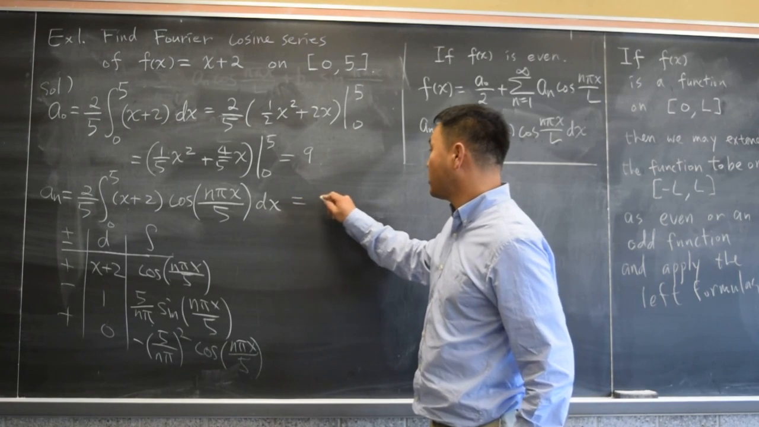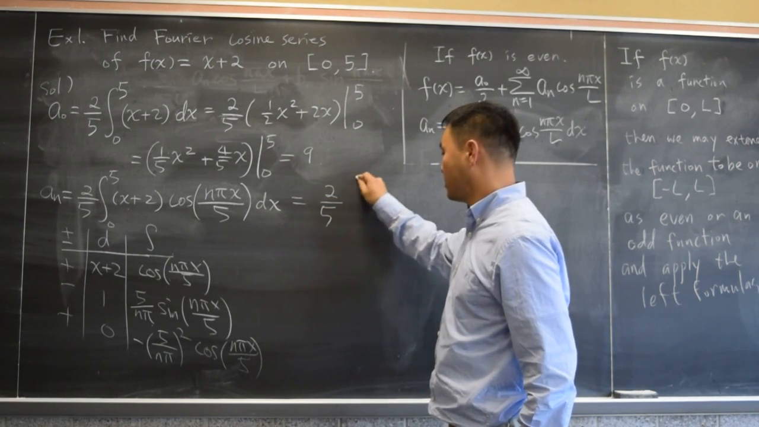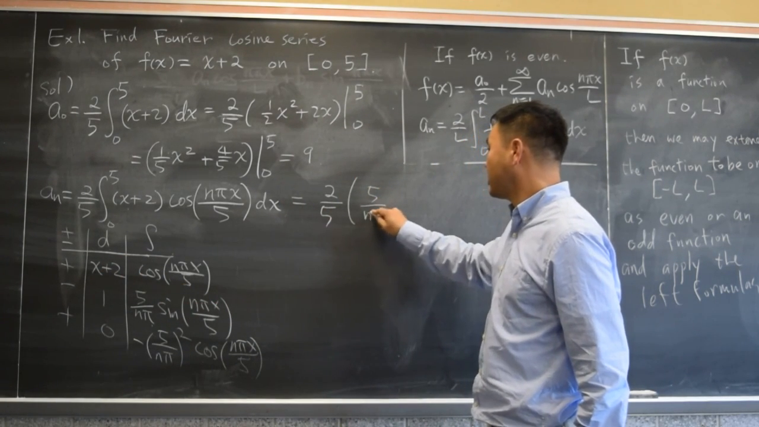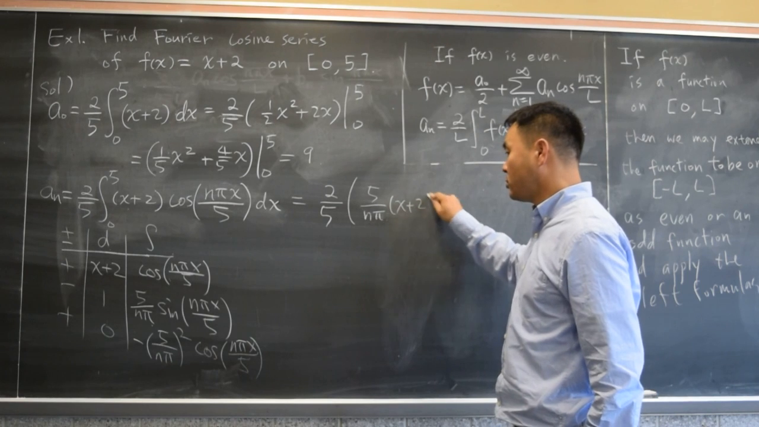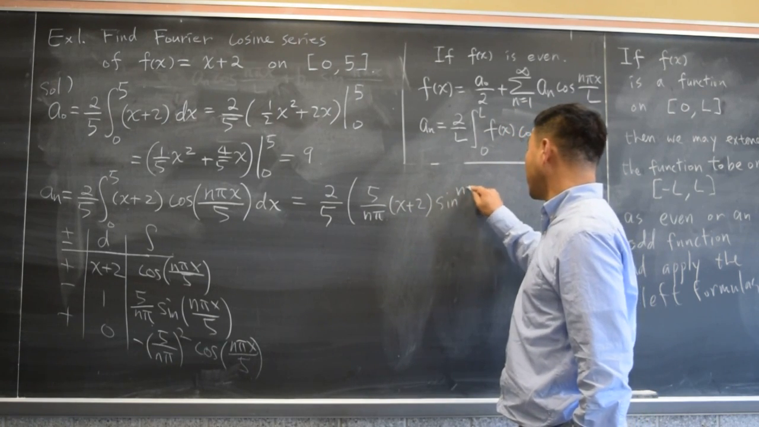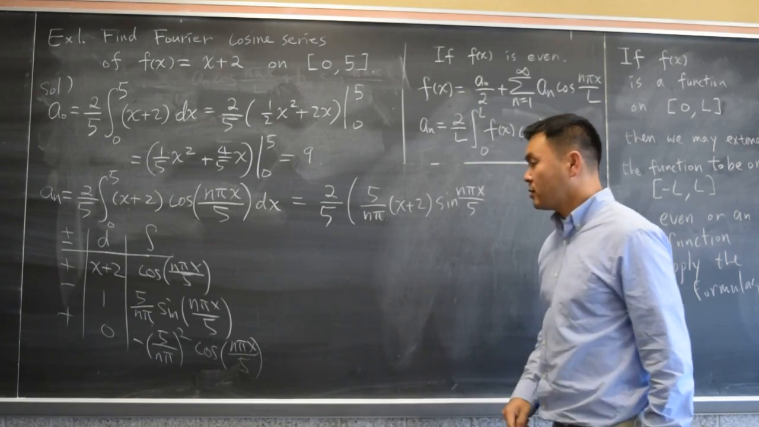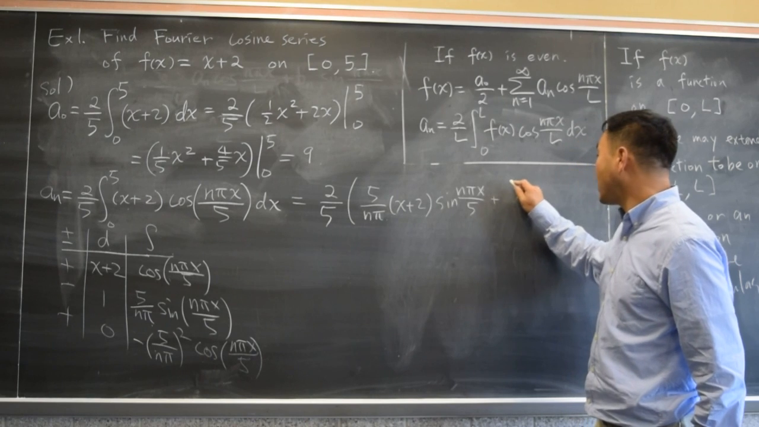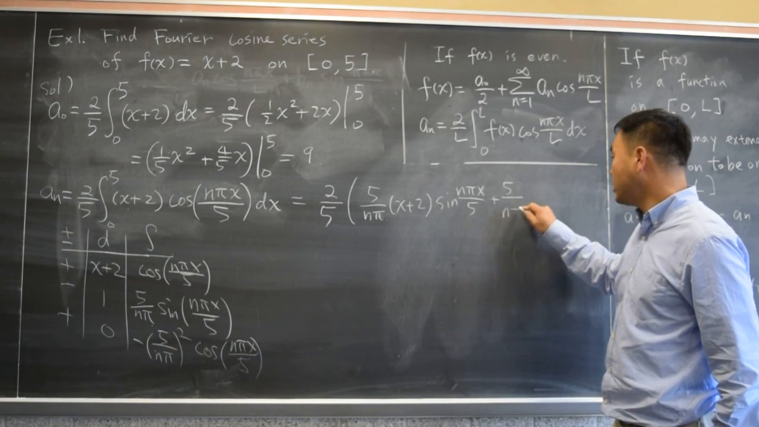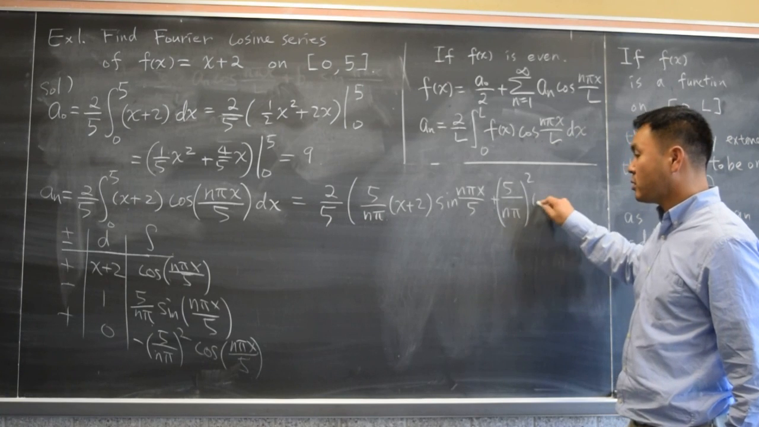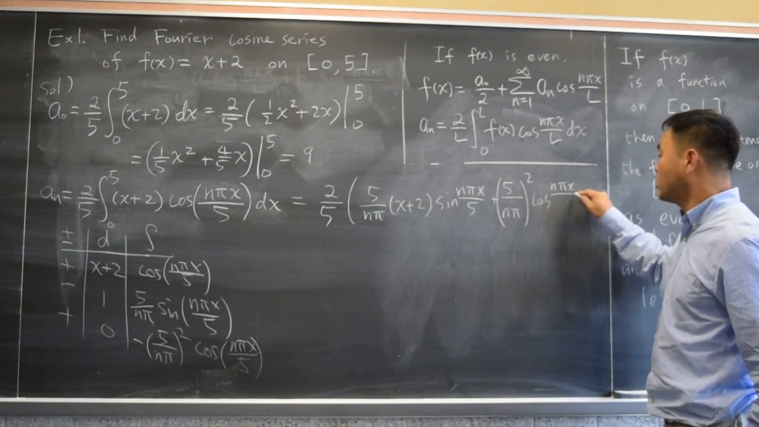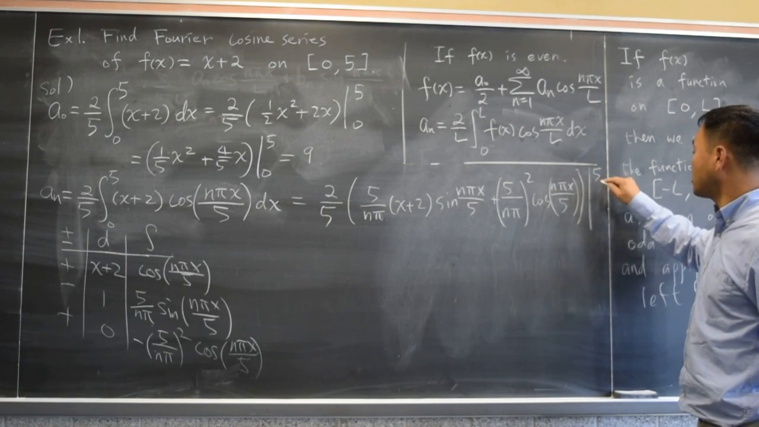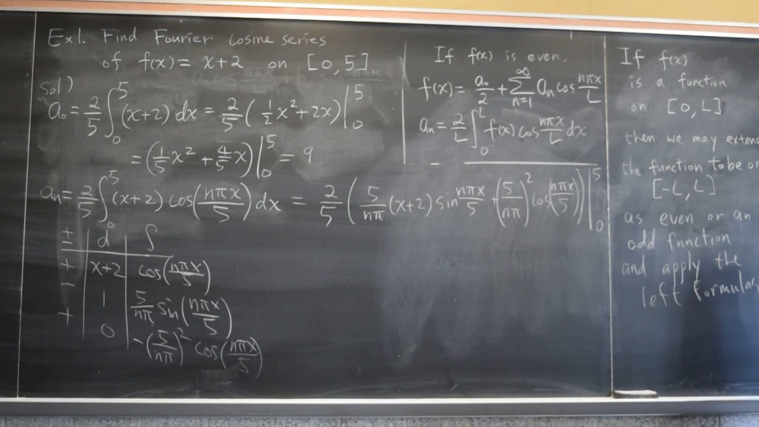Therefore, the integral is 2 over 5 times this times this. So it's 5 over n pi (x plus 2) sine n pi x over 5. Okay, and then this times this gives you positive, so it's plus 5 over n pi squared cosine n pi x over 5. And you have to plug in the endpoints 5 and 0.